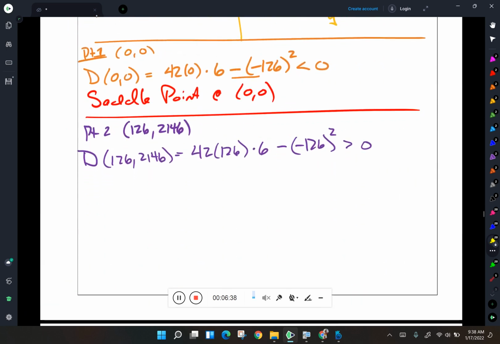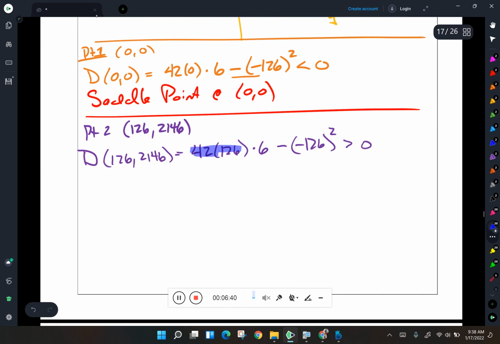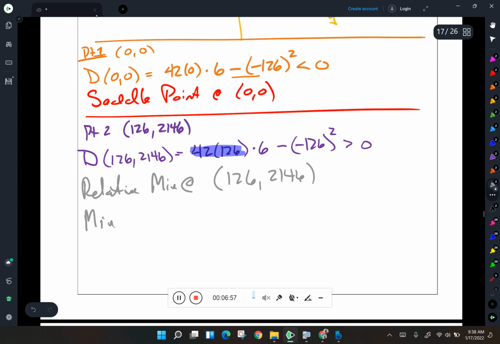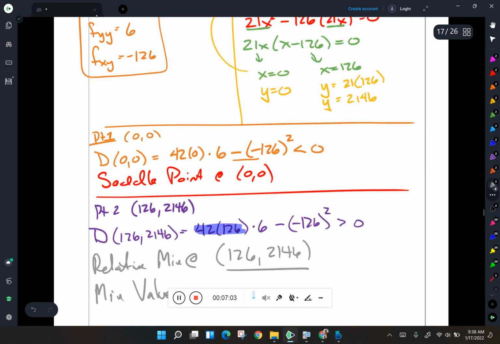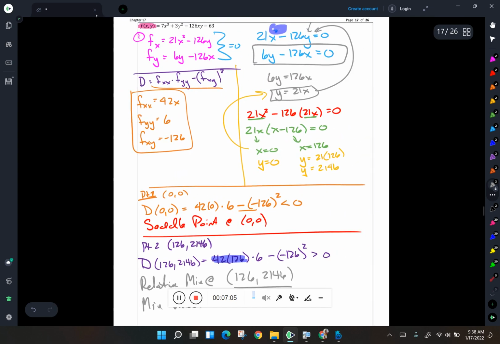The second partial x was just this piece right here. So that was greater than 0. So we're saying then we have a minimum, a relative minimum, at the point 126, 2,146. And then if I need that minimum value, I need to take this point and put it back into the original function. This guy.